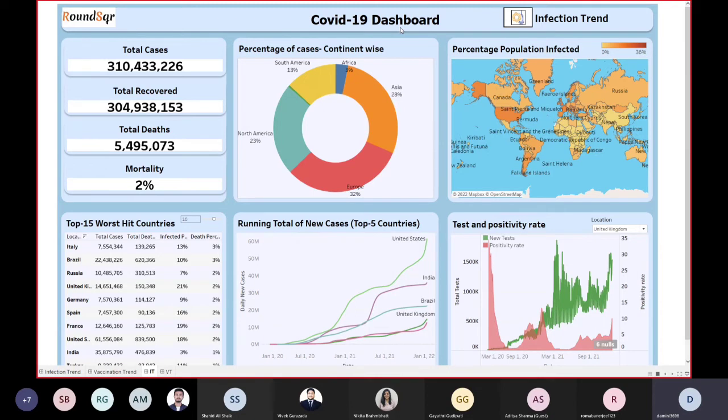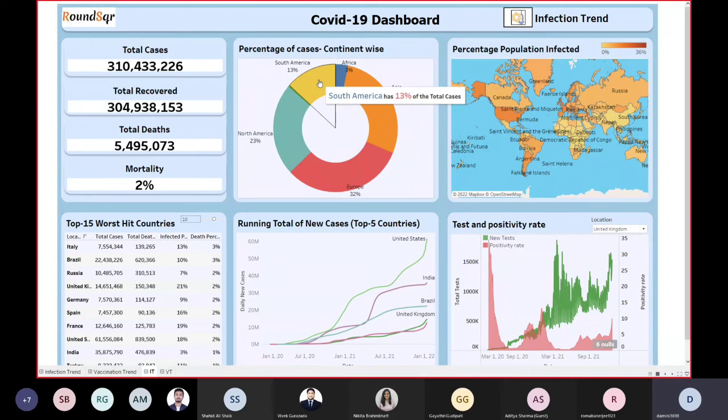The next 5 visuals that we have will help us investigate or drill down into this COVID spread. The first donut chart that you have here shows the percentage of cases continent-wise. As is evident, 32% of the total cases came from the continent Europe, followed by Asia, 28%, North America, 23%, South America, 13%.